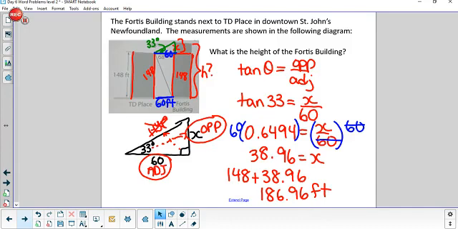So now you've seen how we can use trigonometry in some situational problems. So go and try a few of these in your practice.